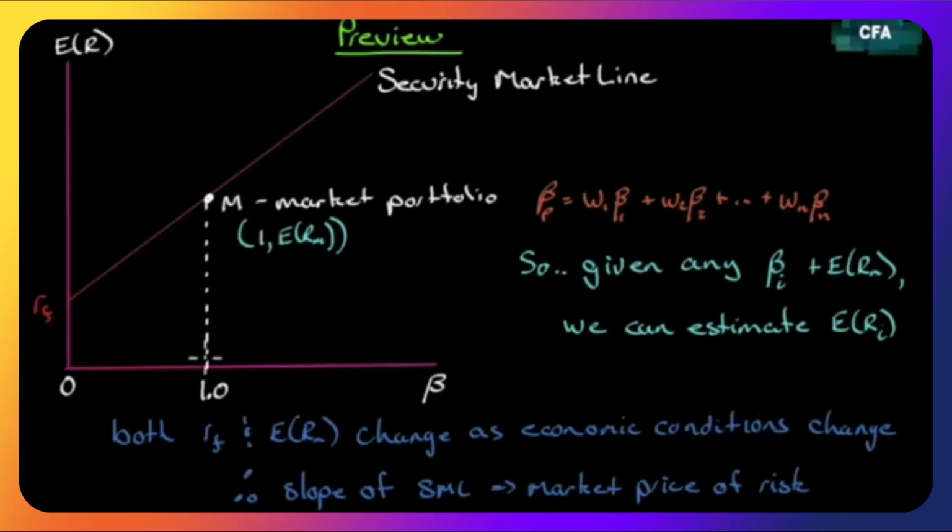The beta of the portfolio is nothing more than a weighted average of the individual securities' betas, so that we can see that the average beta of all the stocks in the market must be 1 because the market beta is 1. Given the security market line and given any beta, any security's beta, plus the return on the market, we can estimate what the expected return on the security would be. Remember, we went through a whole learning objective on return generating models. Here's our return generating model. All we need now is beta. We don't have to worry about all of those variances and covariances.